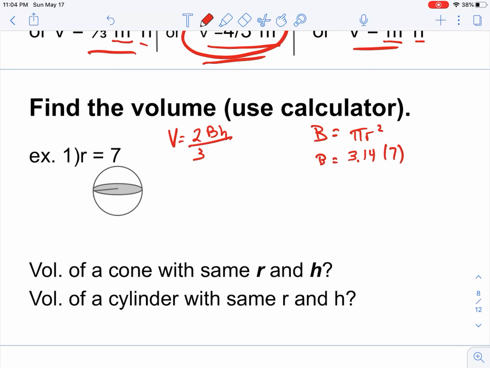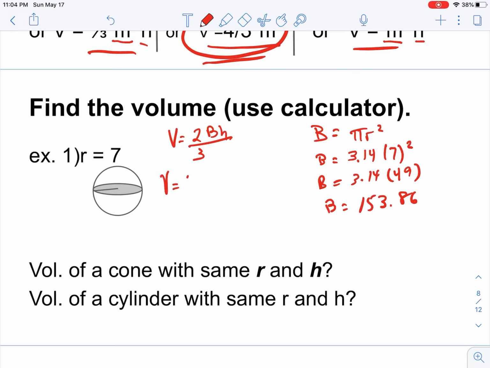Okay, so 3.14 times the radius, which is 7, and we're going to square that. So it's going to be 3.14 times 49. Make sure you have your calculator handy. So when you estimate it, it should be about 50 times 3. So it should be about 150, but let's actually calculate that. It's good to estimate when you do this so that you know whether your number's coming out to be something reasonable. It's very easy to miskey something when you're using your calculator.